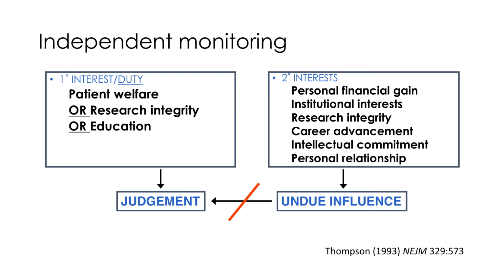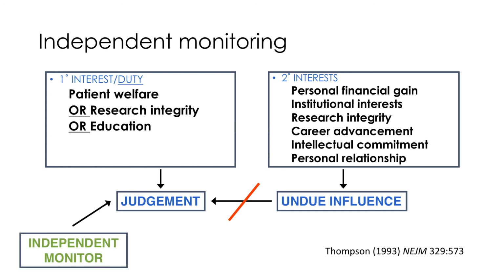Strategies that target judgments directly rather than the secondary or primary interests are advantageous in that they could be equally effective on financial and non-financial conflicts of interest. These include monitoring of key judgments by third parties that are independent of the secondary interest. This is basically peer review, but at early and intermediate phases of the research process. A similar strategy would be to have independent researchers attempt to replicate your findings.